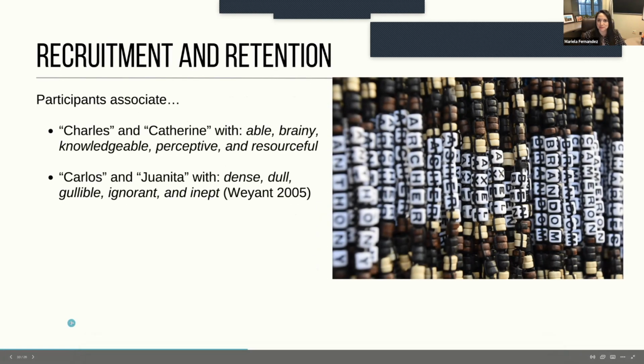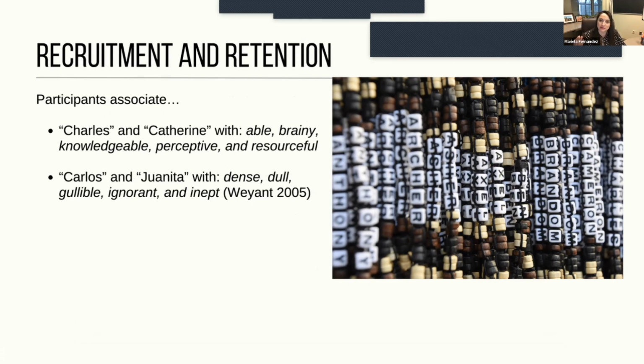This is another example, same set of researchers. They kind of use the example of names. So again, think about the example of park manager, right? So as soon as I said that, you had a picture that popped into your mind. So same thing when the researchers asked about Charles and Catherine, that immediate reaction was to associate these names with things like they're knowledgeable, they're perceptive, they're resourceful.